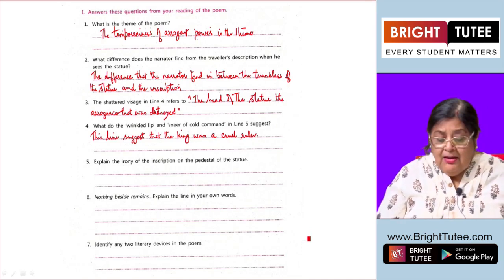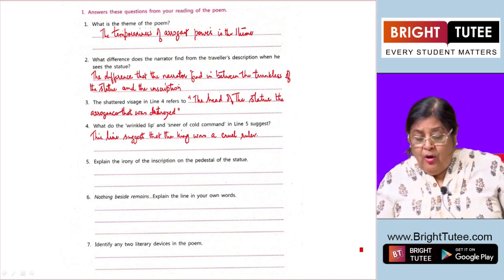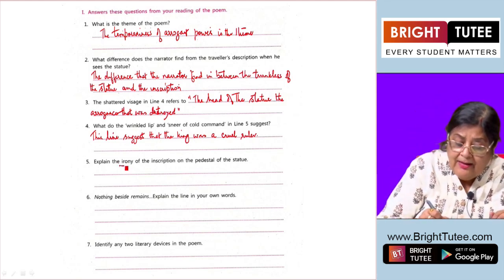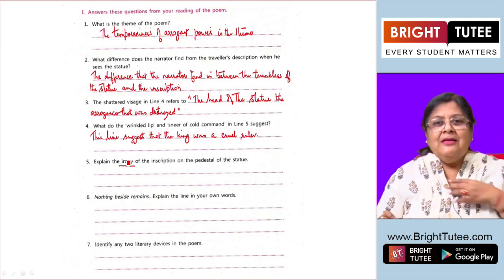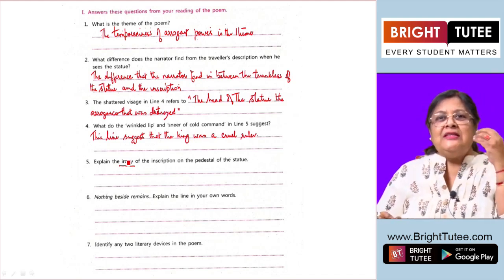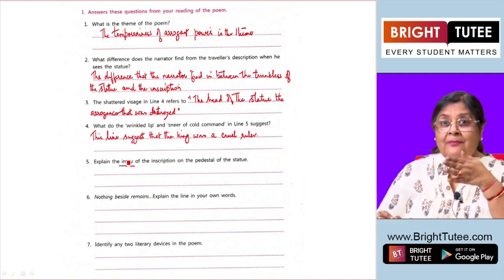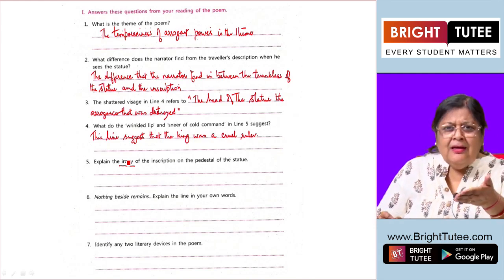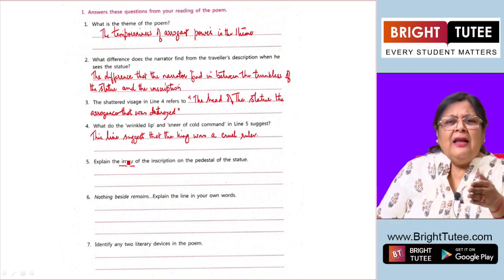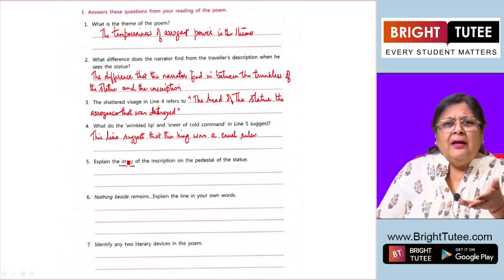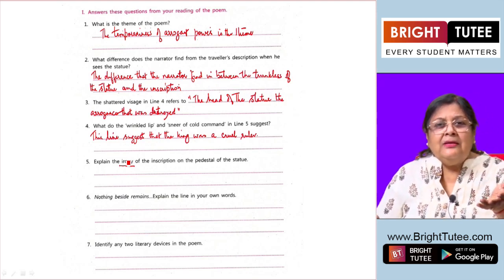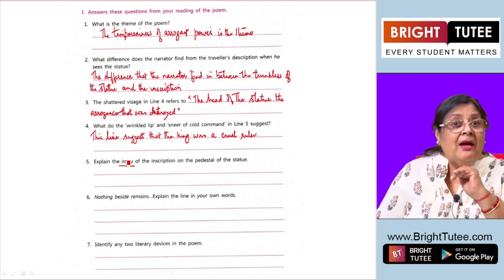Explain the irony of the inscription on the pedestal of the statue. Now, what does the word irony mean? Irony means, what is the poet trying to say behind the write-up? What he has written is that the statue has fallen, it is broken. It can be a normal thing, the trunk is broken and the face is sunk inside the desert. But what is the irony behind it?